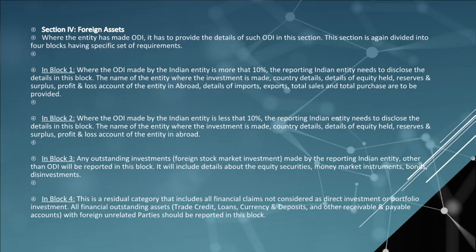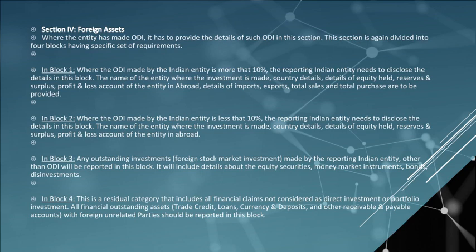The name of the entity where the investment is made, country details, details of equity held, reserves and surplus, profit and loss account of the entity abroad, details of imports, exports, total sales and total purchases are to be provided. In Block 2, where the OD made by the Indian entity is less than 10%, the reporting Indian entity needs to disclose the details in this block.